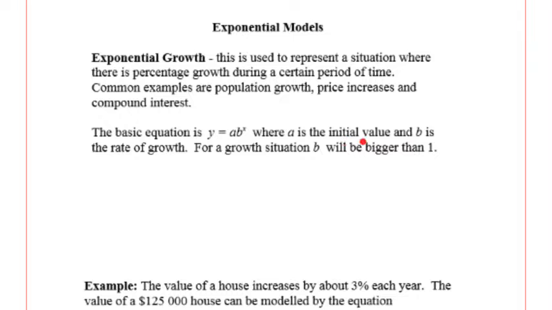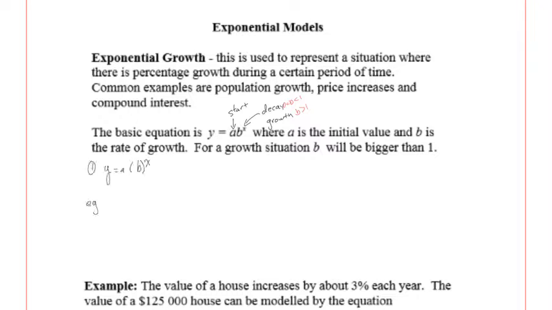Our basic equation is y is equal to a b to the x. Now, for the growth situation, b will be bigger than 1. The a value is what we call the start value. The b value represents either the decrease or the increase that we're looking at. We call a decrease decay and an increase growth. When we have decay, our b value is between 0 and 1. And for growth, our b value is greater than 1.